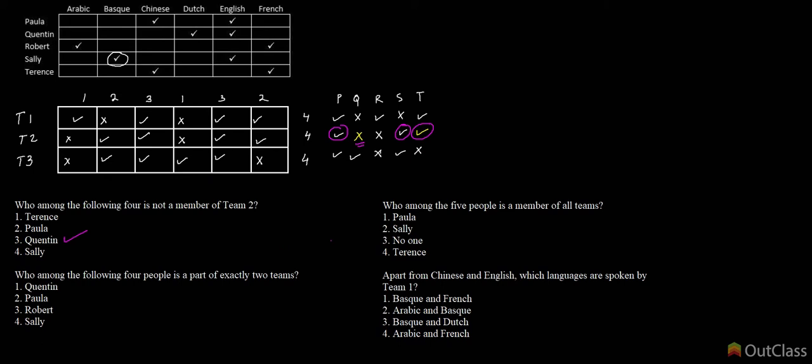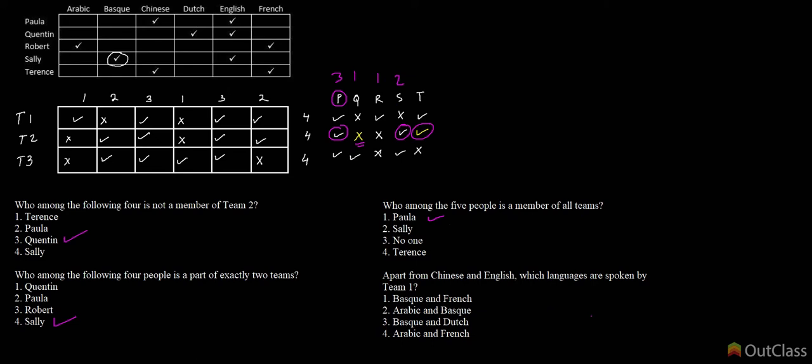Second question, who among the following 4 is a part of exactly 2 teams? The options are Q, P, R, S. P is in 3 teams, Q is in only 1, R is in only 1, S is in 2. S is the answer. Third question, who among the following is a member of all teams? That would be P. P is a member of all 3 teams.